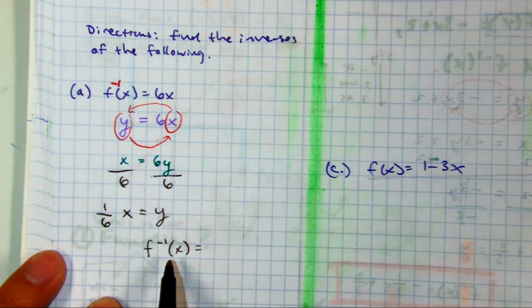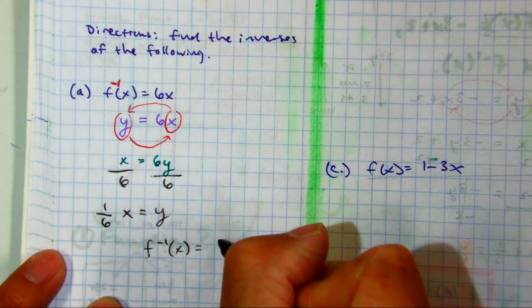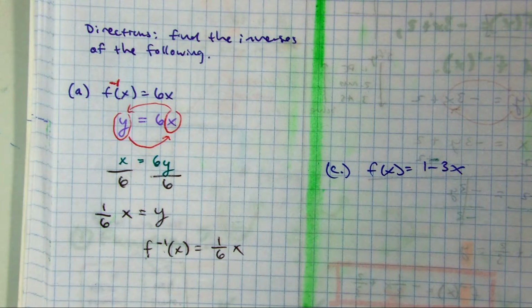Everyone say inverse of f. Inverse of f. Don't say f -1 anymore, guys. Annalie, how do you say that? Equals what? 1/6x. And that's our answer. Raise your hand if you got that.